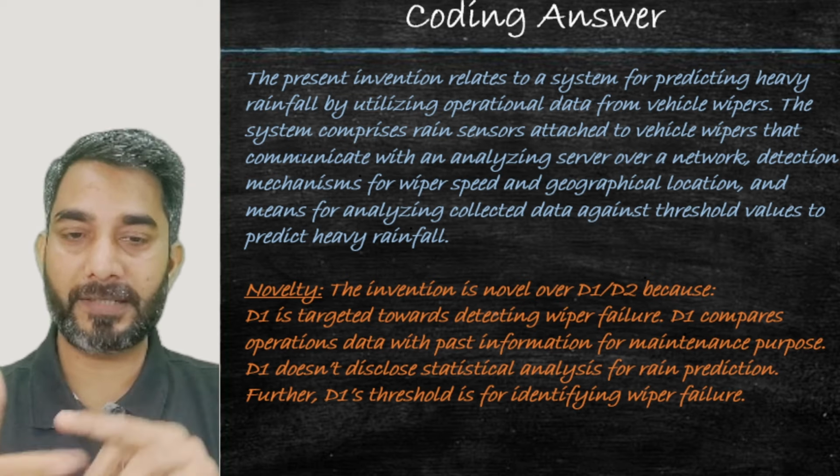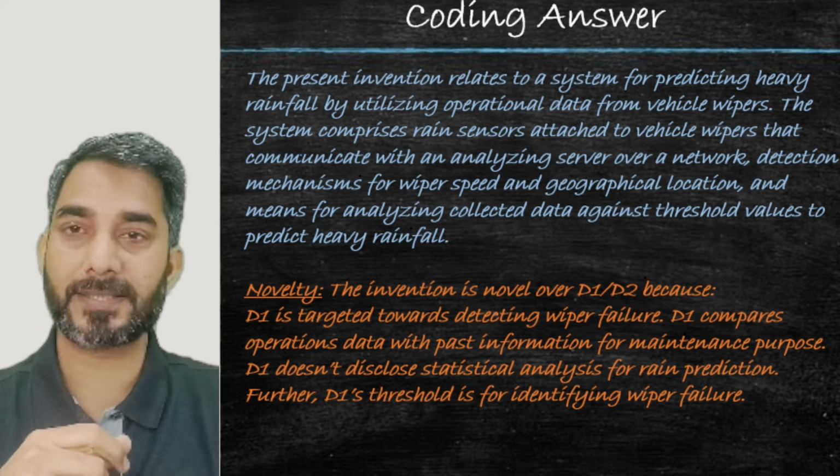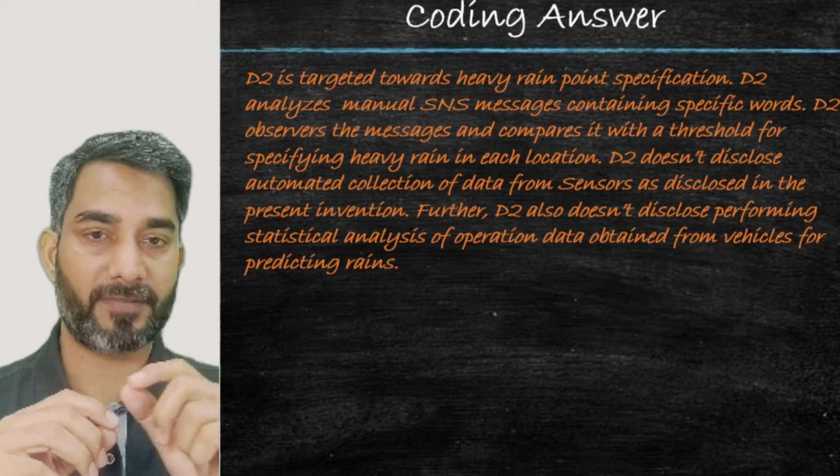So the objective we identified, and how analysis is happening, that's the novel aspect of it. So we have not talked about technical improvements as such here, right? We have only talked about what is not there in that, right? And implementation details. D2 is targeted towards heavy rain point specification.